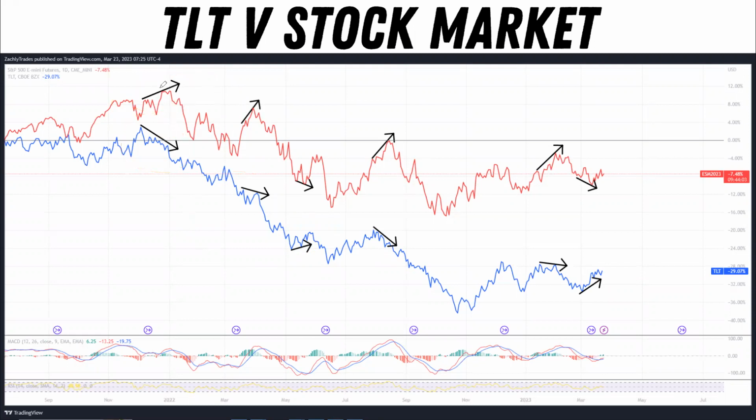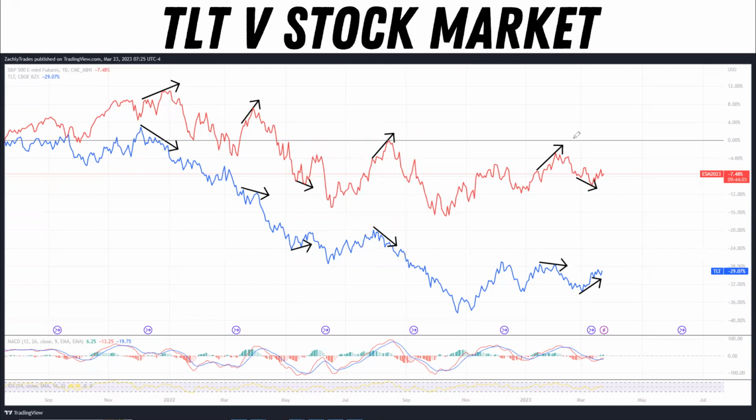So in this case, we're making higher highs on the stock market. TLT is making lower highs, and you can see eventually the stock market follows TLT and ends up having a huge drop. Same thing happens over here again, and you see the stock market follows, huge drop. And it even works to the opposite side as well. When the stock market is going down, making lower lows, but TLT is going up, making higher lows, you can see that the stock market eventually ends up following. And this has occurred many times over the past year.